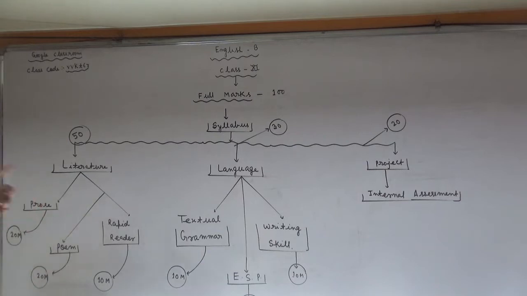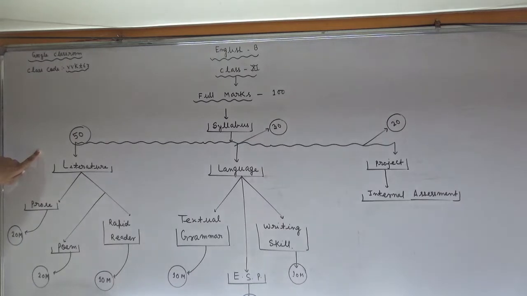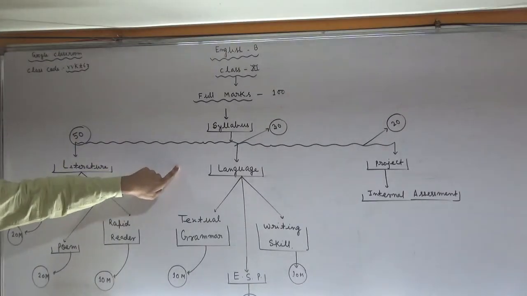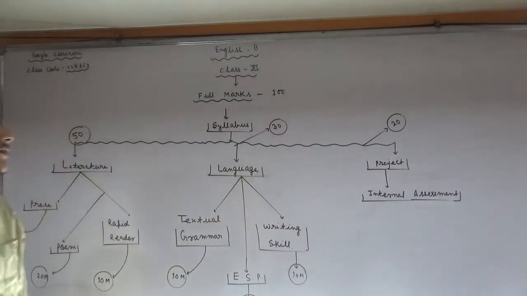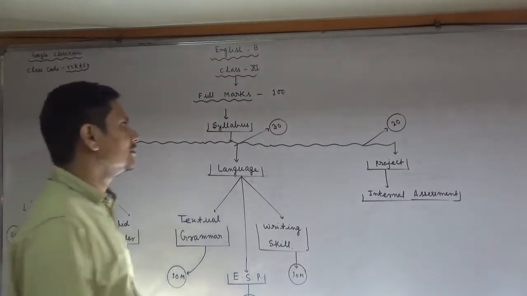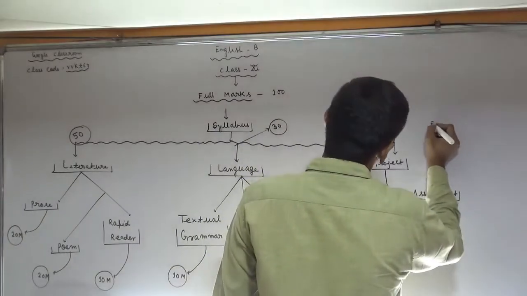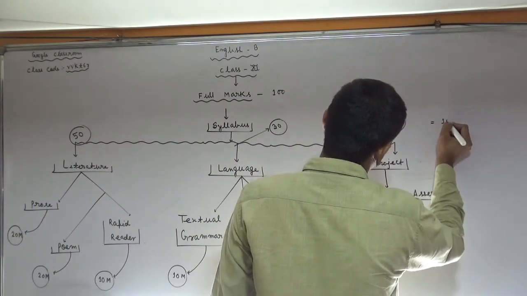So if you calculate the total marks, suppose that literature consists of 50 marks, language consists of 30 marks, and project section consists of 20. So sum total of 50, 30, 20 is equal to 100 marks.